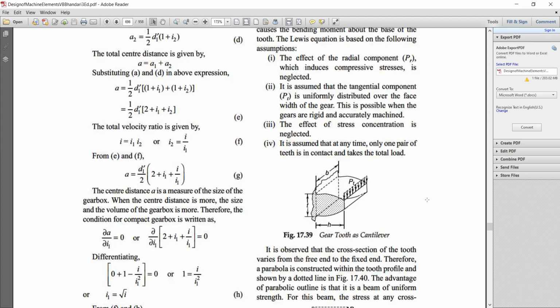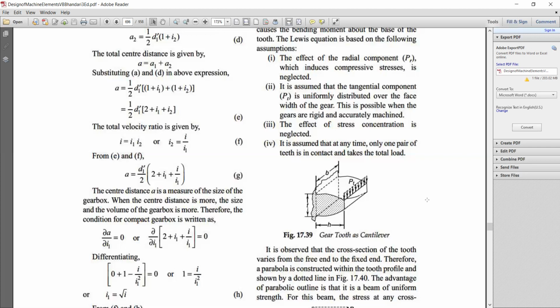For the second assumption, the effect of the radial force is neglected. The radial force induces direct compressive stresses, which are relatively very small. In addition, the radial force induces additional compressive stresses at the point where it is connected. It relieves part of the tensile stress at another point, which is more significant, and hence we neglect the radial force. Third, the load is uniformly distributed across the full face.